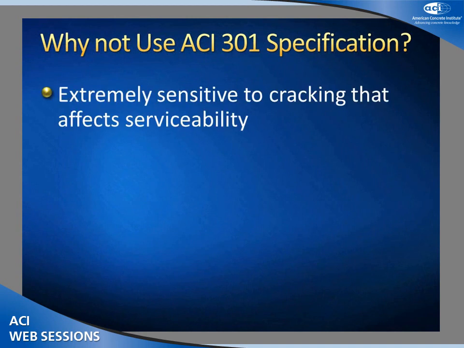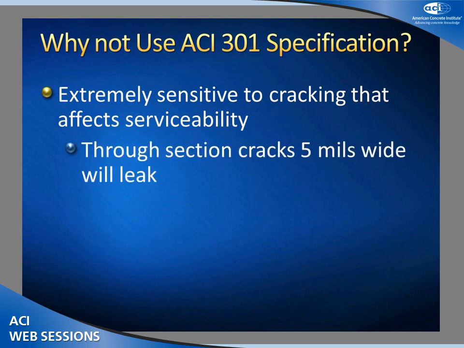And also in 350, we're extremely sensitive to cracking that affects serviceability. It only takes a 5 mil crack. 5 mils is basically a hair width, and very difficult to see unless you're right on top of it looking at the wall. If it's a 5 mil through wall crack, it's probably going to leak.